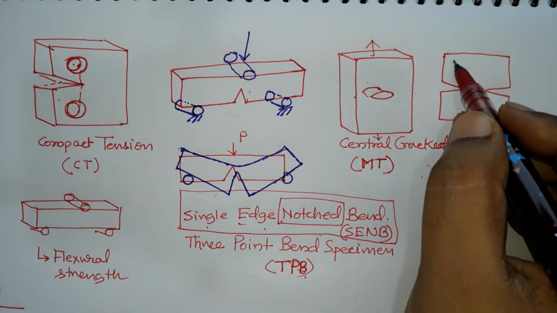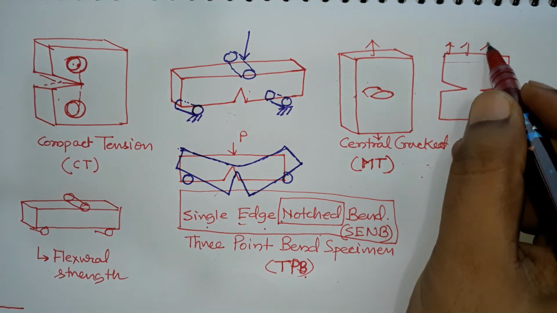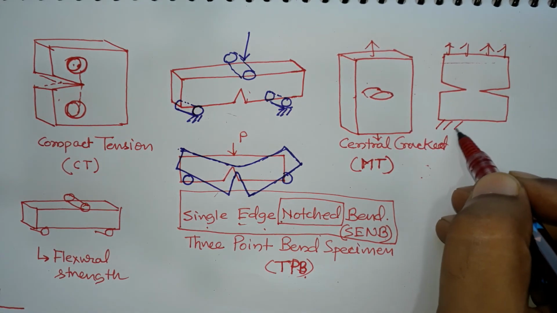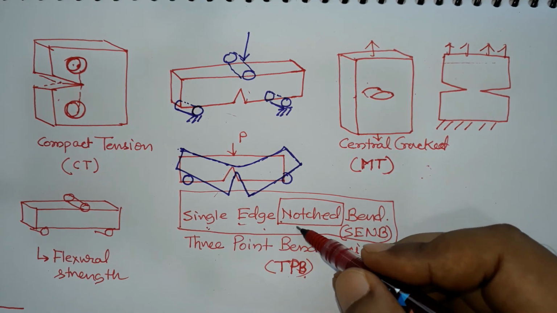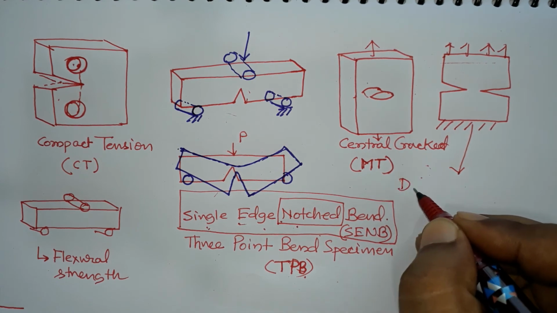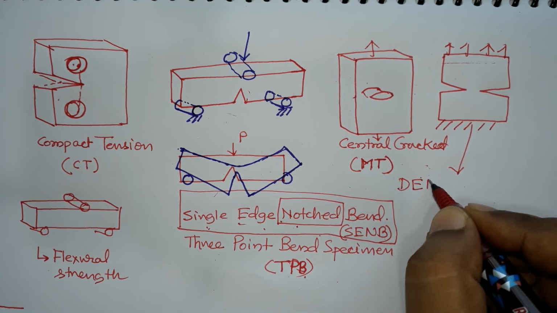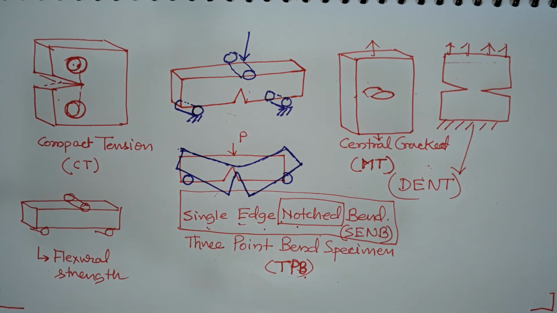So, you can have a hole, or you can fix the upper part and pull it in tension. You can fix the lower part. Instead of having a single notch, you have a double notch. So, this specimen is called the double edge notched tension specimen, DENT specimen.